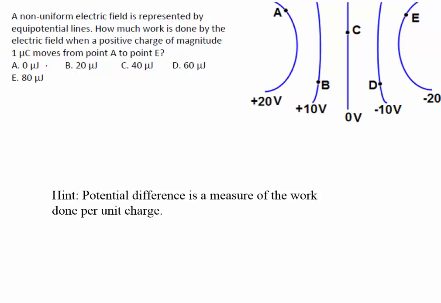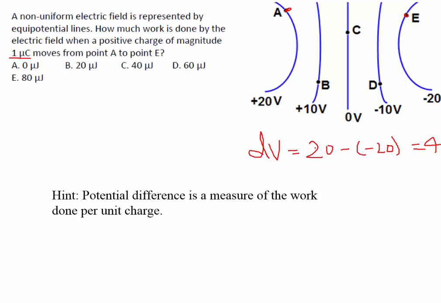Another one using the same diagram. A non-uniform electric field is represented by equipotential lines. How much work is done by the electric field when a positive charge of magnitude 1 microcoulomb moves from point A to point E? Moves from point A to point E there. In other words, from a point of potential 20 volts to another point of potential negative 20 volts. What is the potential difference dV equal to? Equal to 20 minus negative 20, equal to 40 volts.